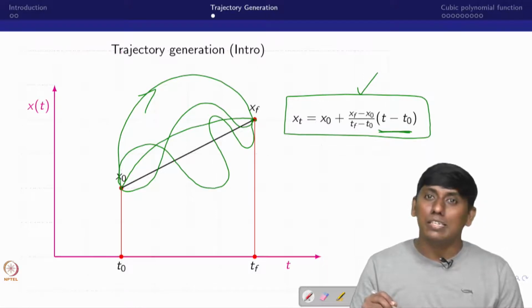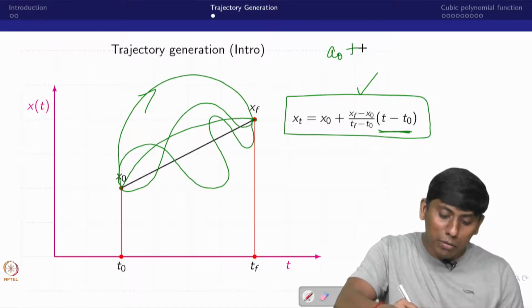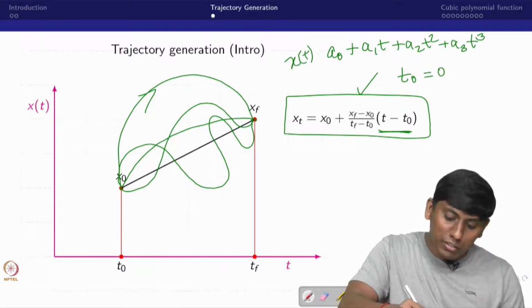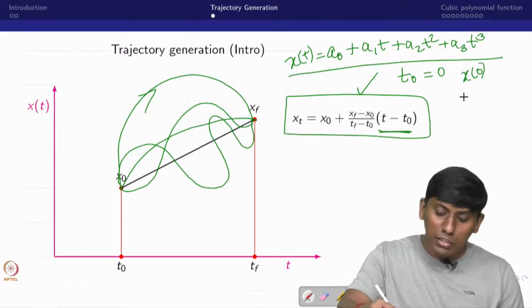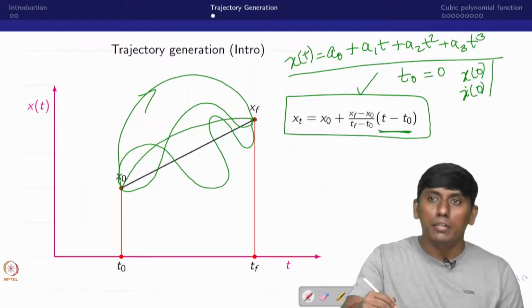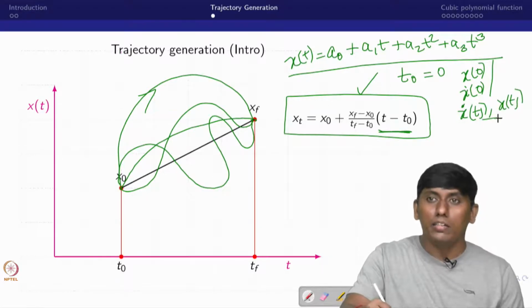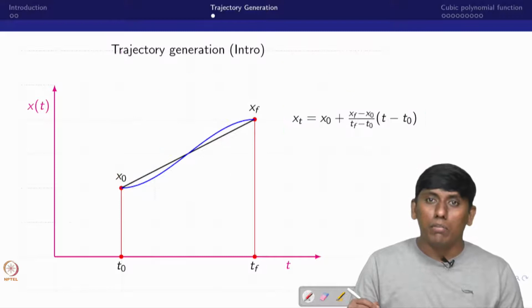So we'll go with a cubic polynomial, where the equation I can write is a naught plus a1 t plus a2 t squared plus a3 t cube, where t naught I assume as 0. In the sense, there are 4 unknowns. For these 4 unknowns, I can equate x of 0, x dot of 0, and similarly x dot of tf and x of tf. So 4 boundary conditions and 4 unknowns I can get. That is what we are trying to see.